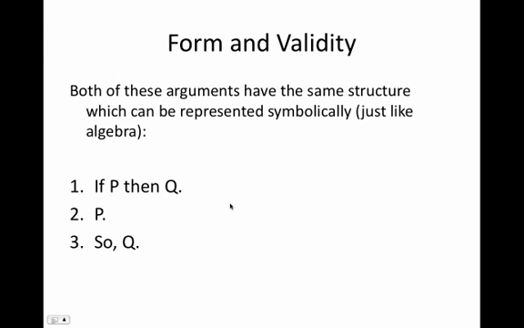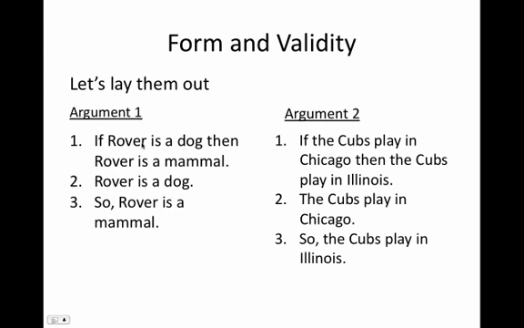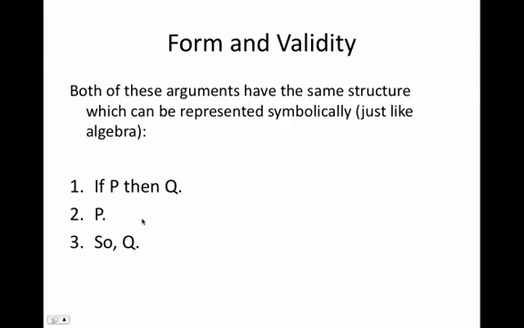Both of these arguments have the same structure, and it can be represented symbolically, just like you would represent stuff in algebra. We could say with variables. So, if P then Q, P so Q. It has that structure. If P then Q, P so Q.